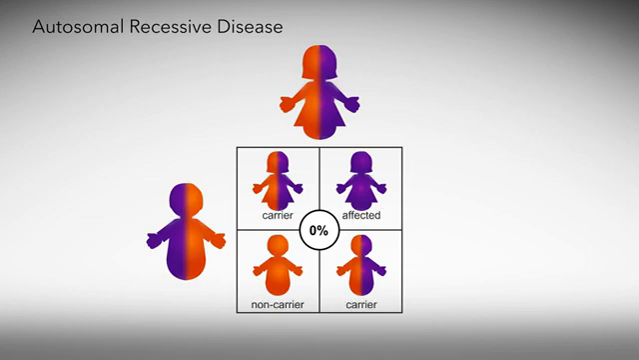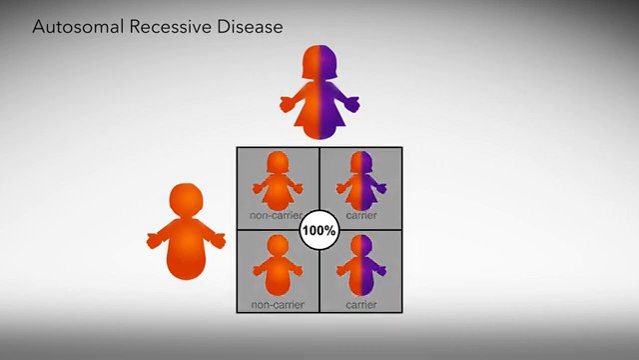Carrier plus a carrier. Statistically, half the children will be carriers, 1/4 will have the disease, and 1/4 will not have the mutation. Carrier plus a non-carrier. Statistically, half of the children are carriers, and half are non-carriers.